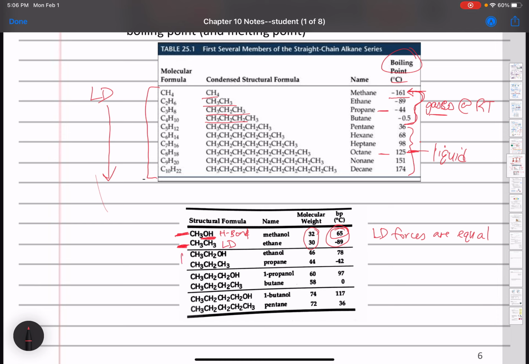So you see that trend with all of these examples here. We just get larger and larger molecules, but we're always comparing a pair that have very similar molecular weights but very different boiling points, and that's due to the presence of a stronger type of intermolecular force, hydrogen bonding.